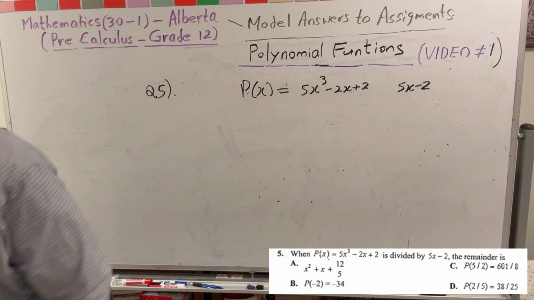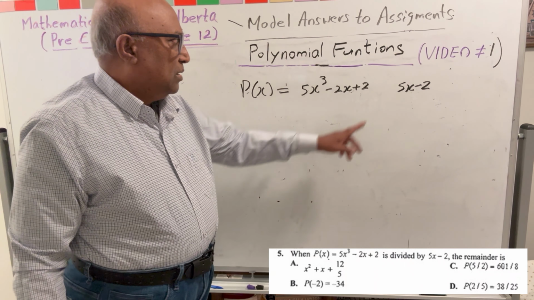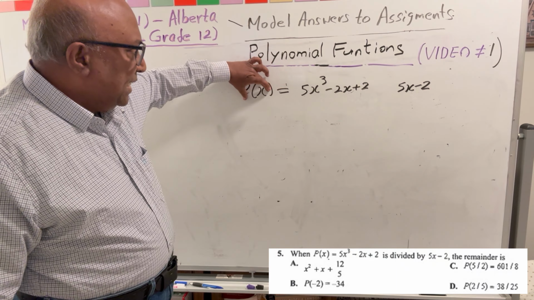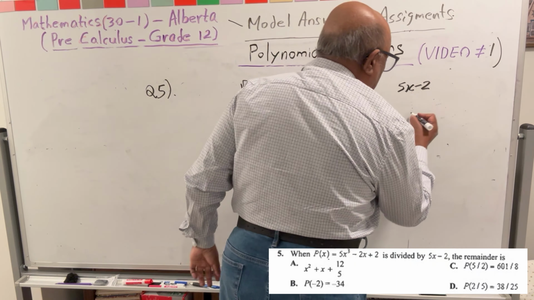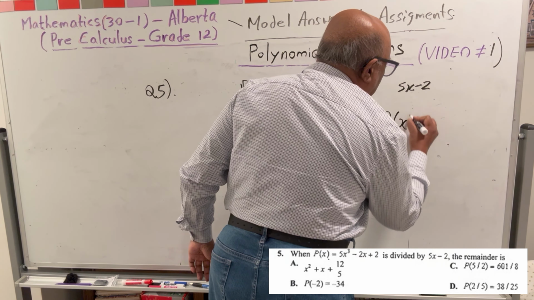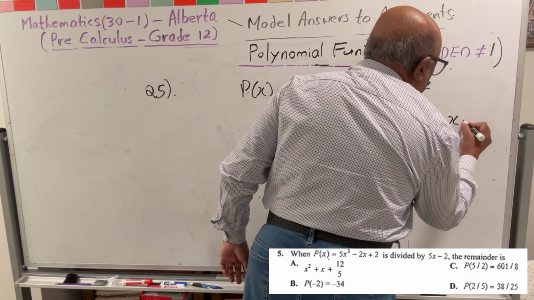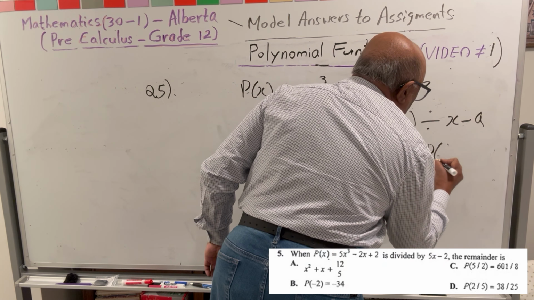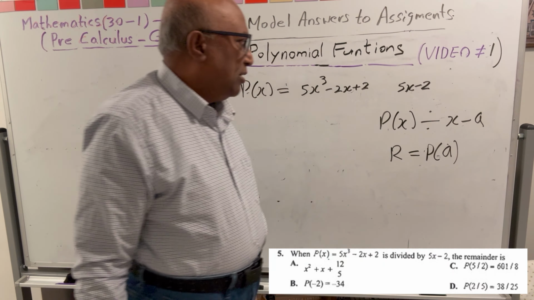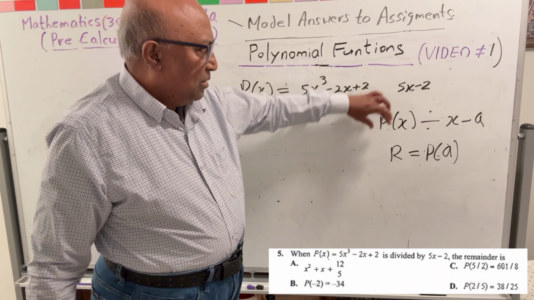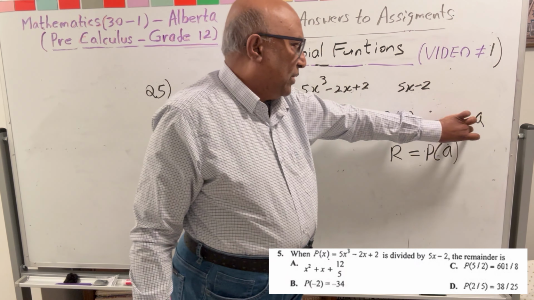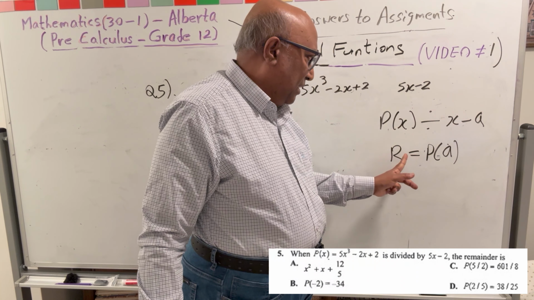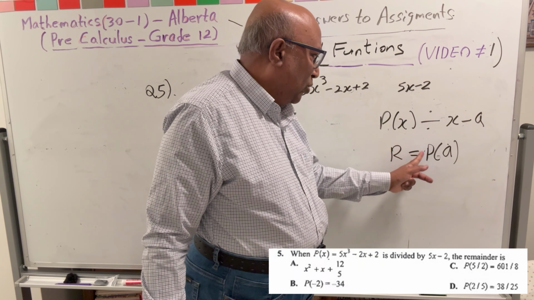Okay, we have to use the remainder theorem. What the remainder theorem says: if P(x) is divided by x minus a, the remainder is equal to P of a. What you have to do here: a polynomial function is divided by a linear function. Then you have to substitute a here. When you substitute a into this function, you are getting the remainder.